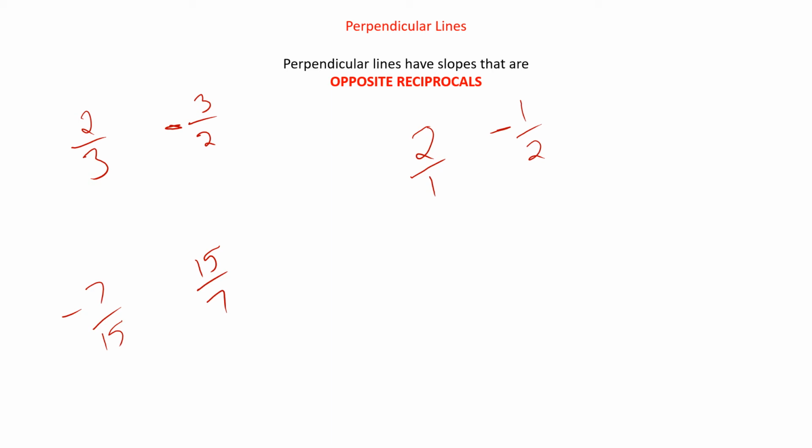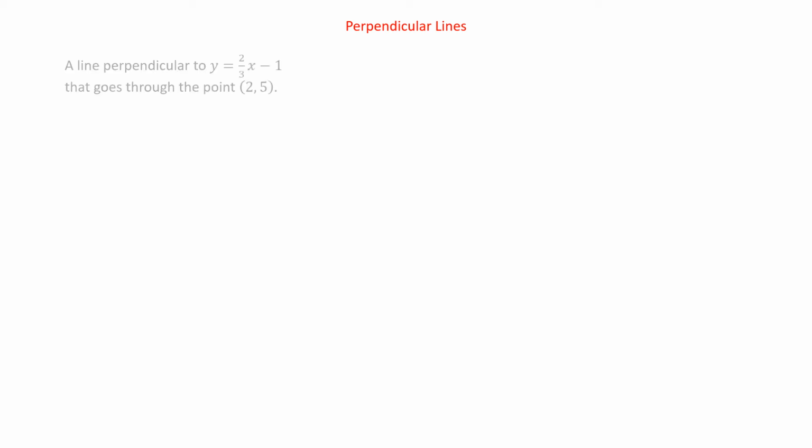So that's how we find the slopes of our perpendicular lines. It's going to be opposite and reciprocals. We have to flip the fraction and then change the sign. And then we have a slope, we'll have a point. So let's see one in action. Let's go a line perpendicular to 2/3 x minus 1 that goes to the point 2,5. This might look like the one we use for parallel. It is the one we use for parallel.